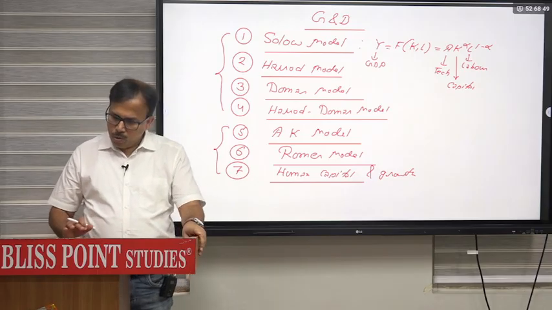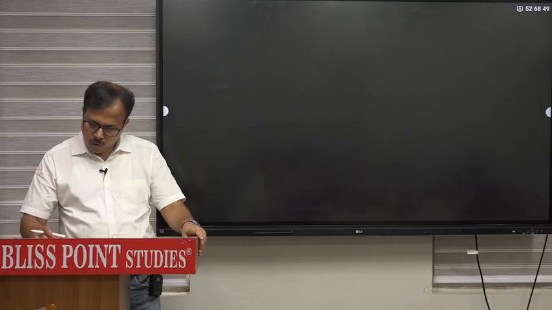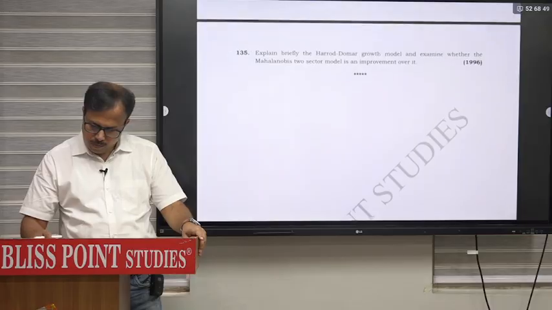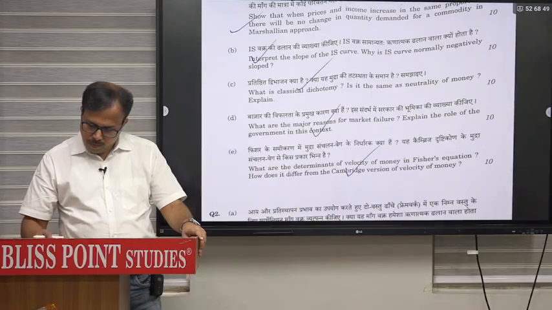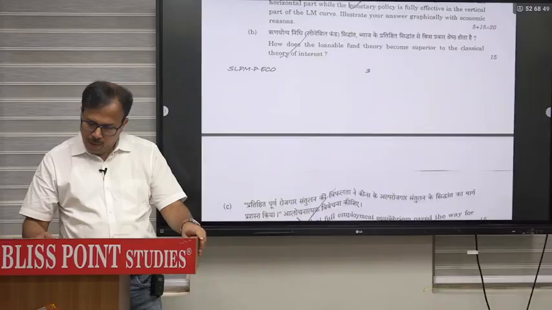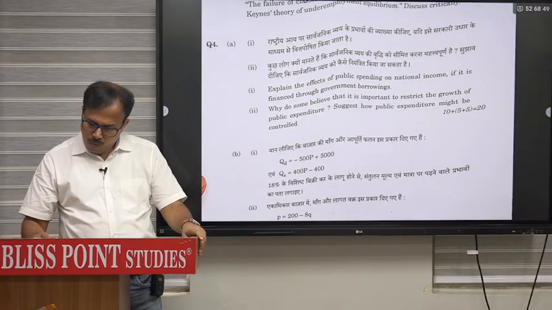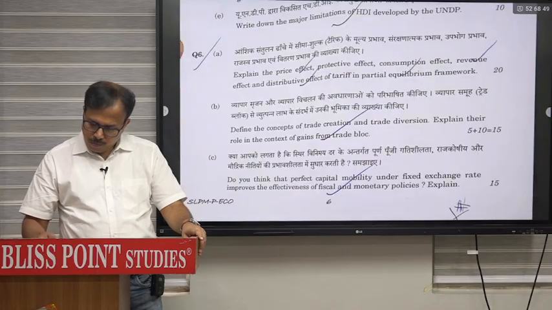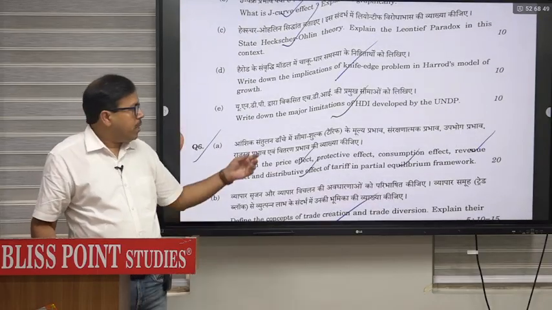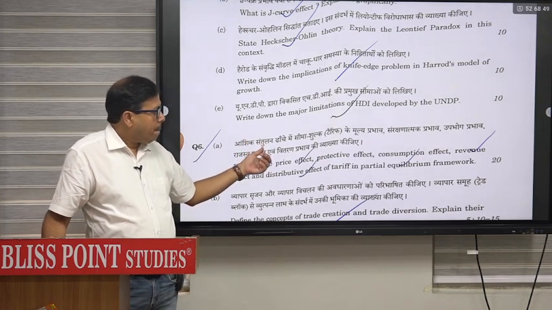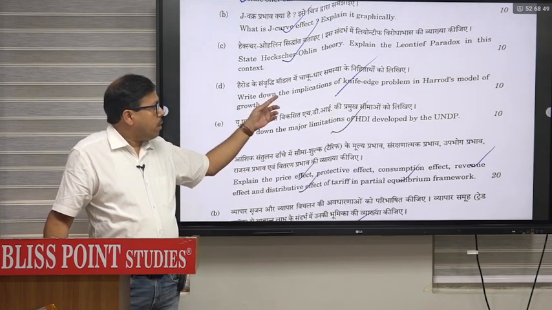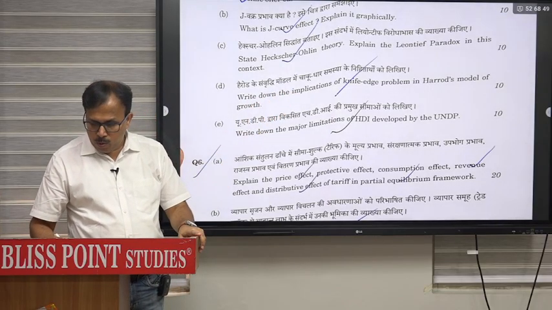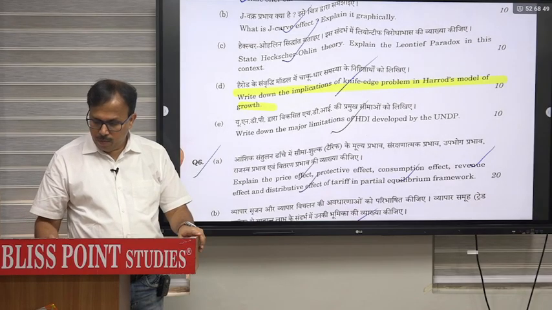ठीक है, I will show that question tomorrow. Now you can see that question. In Section B of the Mains that happened last week, first you can see that question number 1. One question was this: write down the implication of the knife edge problem in the Harrod model. In the Mains that just concluded, this question was asked in the compulsory paper.